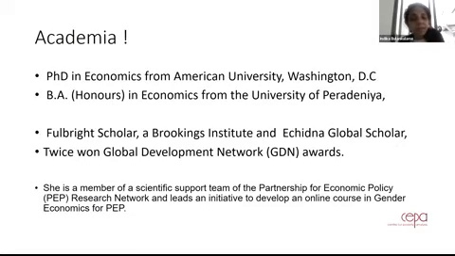Looking at her academic profile, Professor Gunewardena has a PhD in economics from the American University in Washington, DC, and a Bachelor of Economics from the University of Peradeniya. She has been a Fulbright Scholar twice at the Brookings Institution in Washington, D.C., and an Echidna Global Scholar. She won the Global Development Network Award twice. She is a member of the scientific support team of the Partnership for Economic Policy Research Network and leads an initiative to develop an online course in gender economics for PEP.